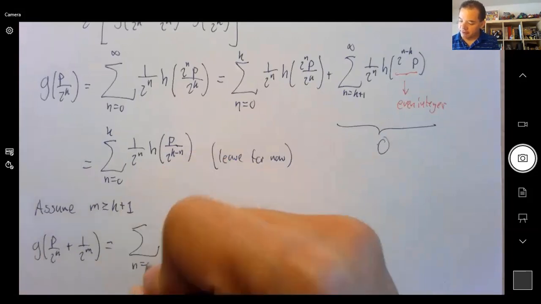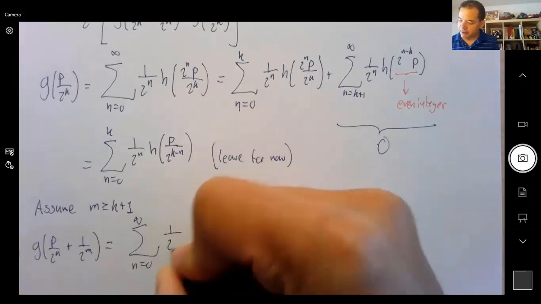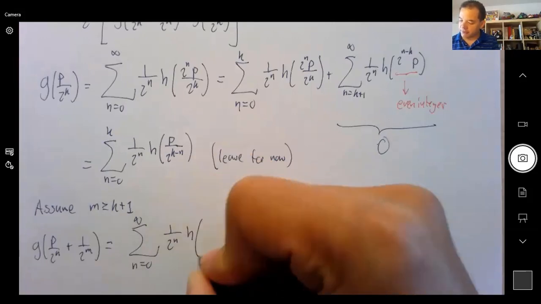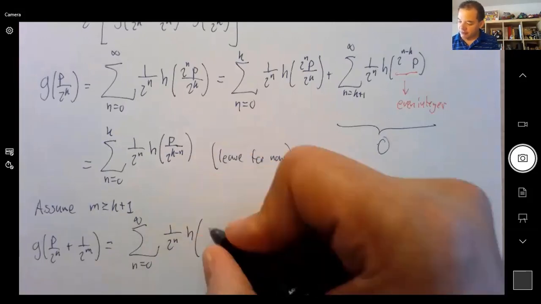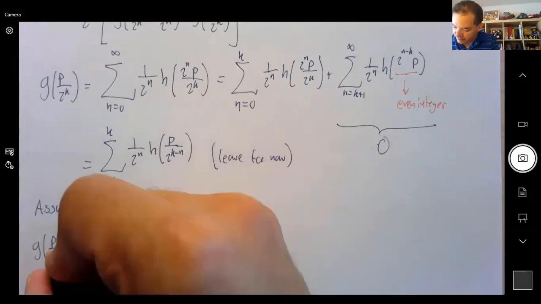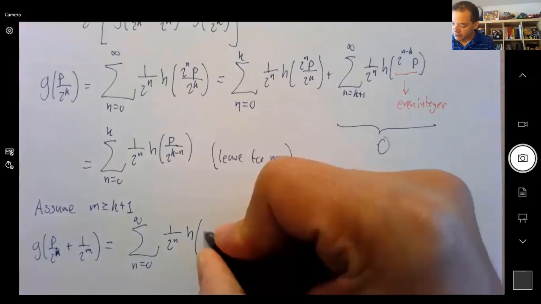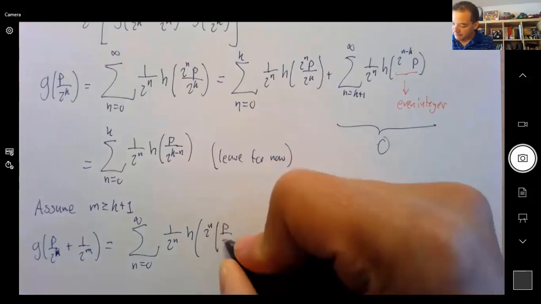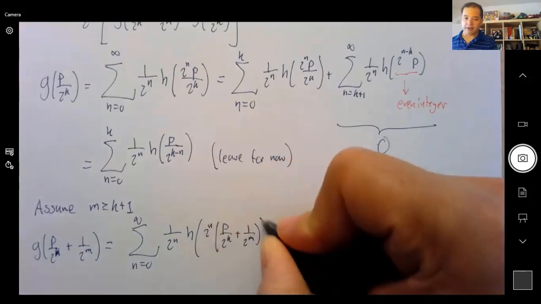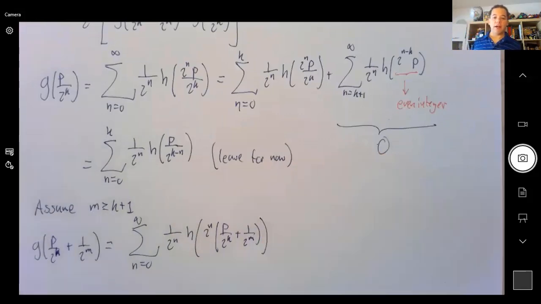The sum from 0 to infinity, 1 over 2 to the N, H of this number times 2 to the N. That's a K. This number times 2 to the K. So let me write it as, how do I write it? Right. Well, I'll just do it like this. 2 to the N times this number. All right. So that's just the definition. Now, we can simplify it a little bit.